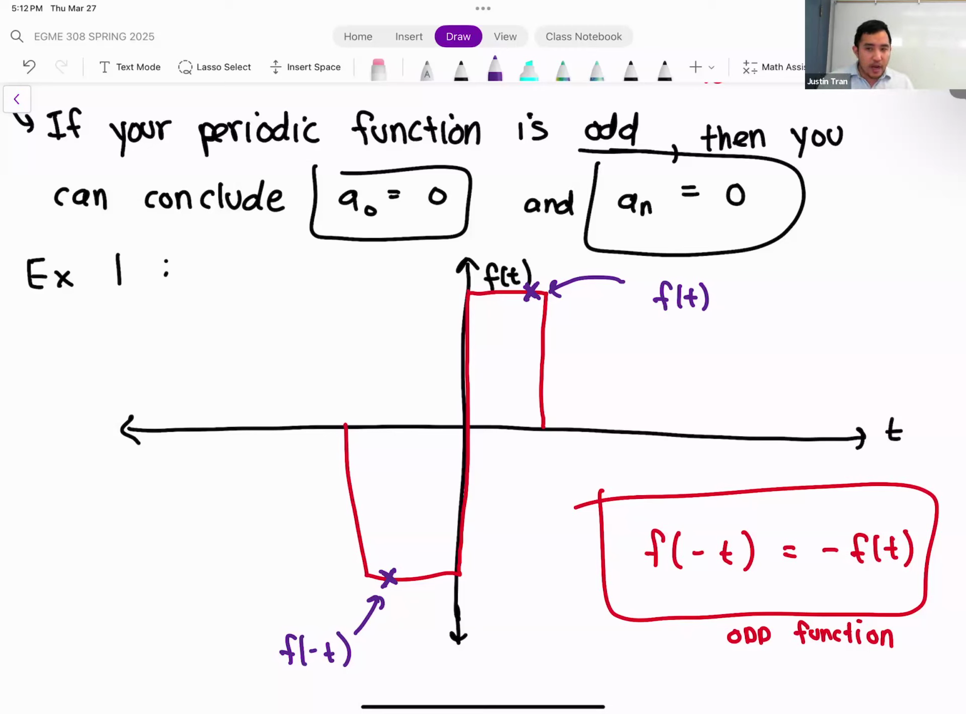Okay, and so if you have this kind of criteria, this kind of behavior in your function, then you have an odd one, and you don't have to compute a0 or an.